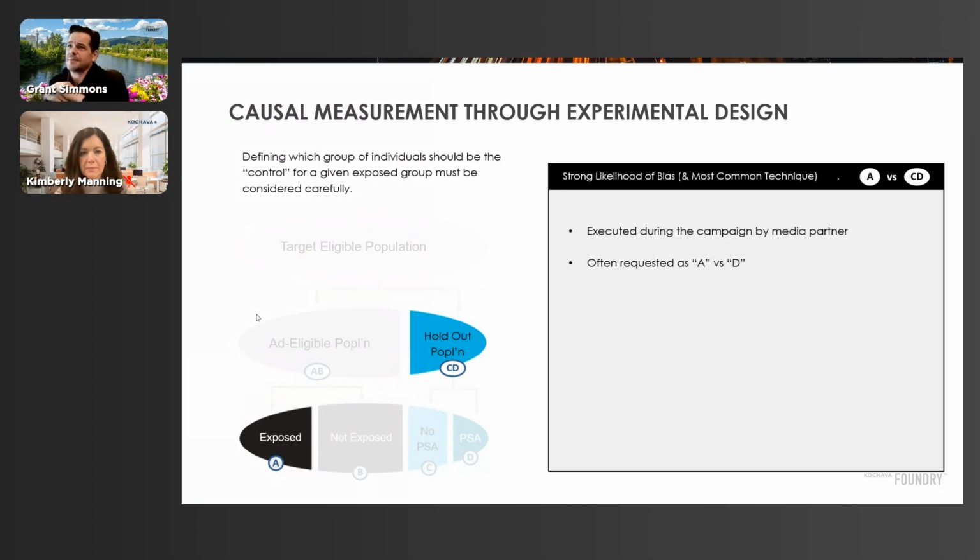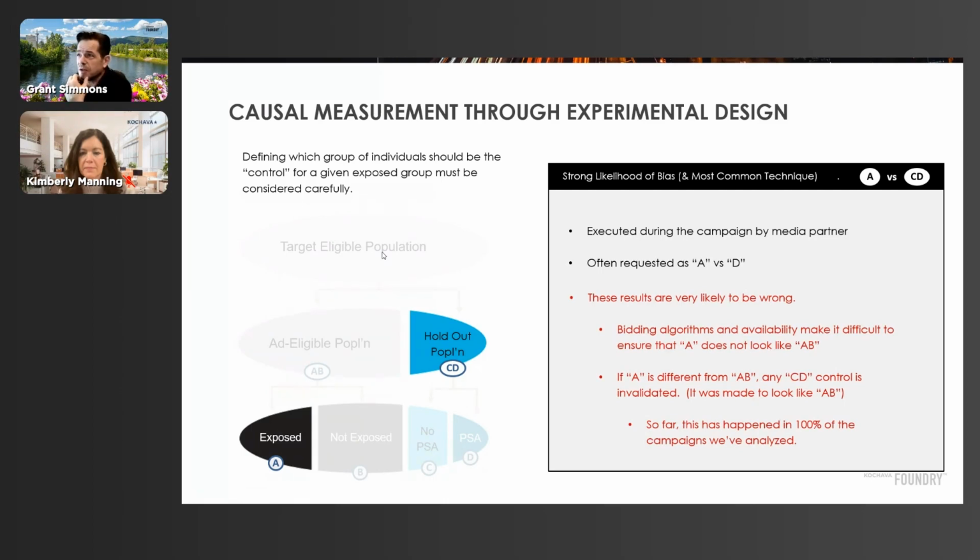Here's the one that makes me the saddest, because this is the one that's sold the most. And it's also the one that's likely the most wrong, which is, hey, let's take who received our ads, not who we tried to serve our ads to, but who actually just got the ads. And let's compare that to our overall holdout population. This is often requested as an exposed versus holdout campaign, oftentimes executed by the publisher themselves. And it is also the one with the strongest likelihood of bias. This one will usually be wrong. So again, why is that? It's because who you tried to serve ads to and who you could ultimately reach are two different populations.